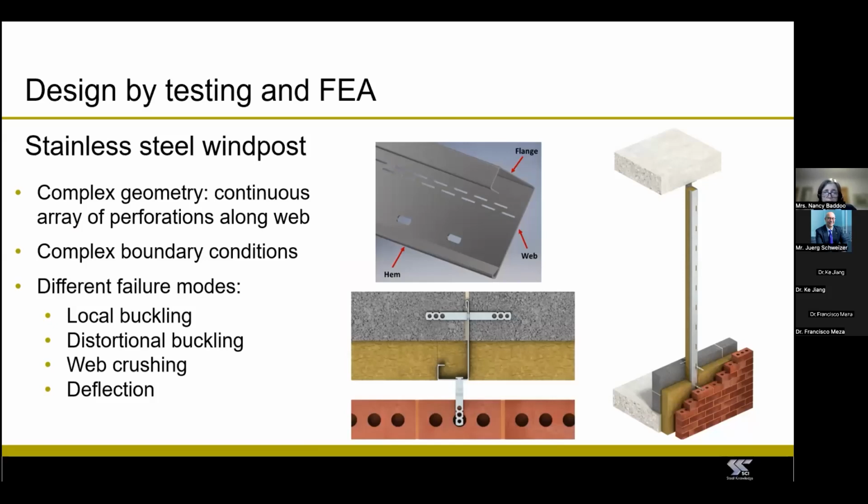design innovative structural products. Here's an example of a stainless steel wind post. You can see a complex geometry. It's a lipped angle section, a continuous row of perforations, with complicated connections back to the blockwork. So SCI devised a test program, supplemented the results with numerical analysis, developed a methodology in accordance with the Eurocode, and carried out a reliability analysis.